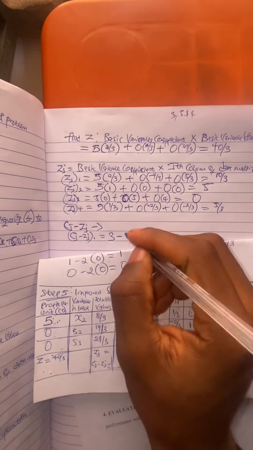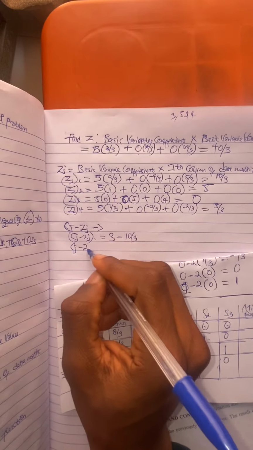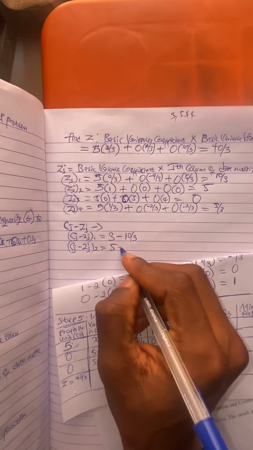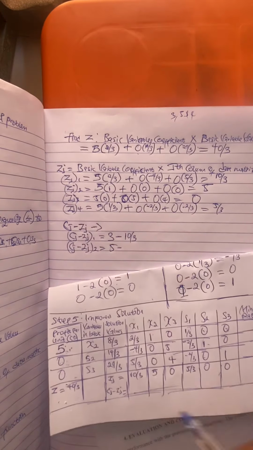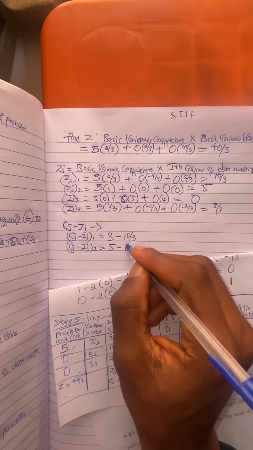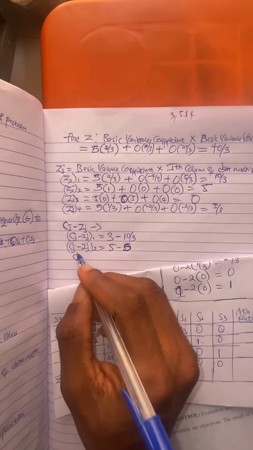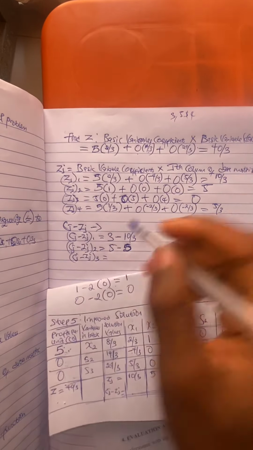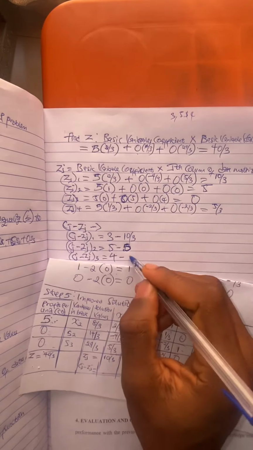Right? So 3 minus 10 all over 3. Then for your Cj minus your Zj2, you now pick your 5. You see, 5 minus your Zj2, which is what? 5 minus 5, right? And then your Cj minus your Zj3 will now be what? 4 minus your 0, right?